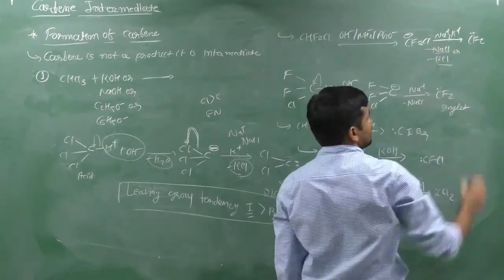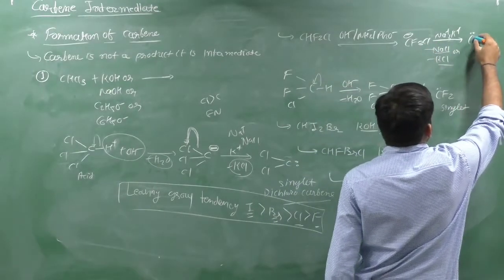Now in the presence of positive ions like Na plus and K plus, if you have Na plus then NaCl, then K plus, then KCl is removed and we can get CF2.